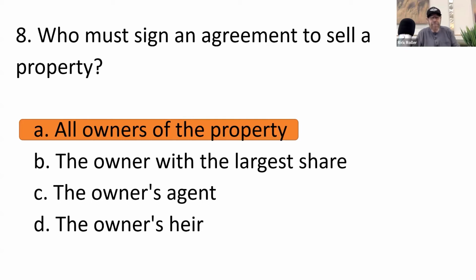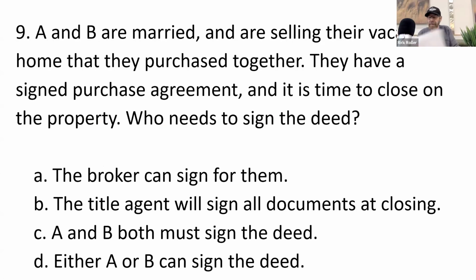Let's go to number 9, please. A and B are married. Oh, how nice. And they're selling their vacation home that they purchased together. They have signed a purchase agreement, so they've signed it as sellers, right? And it's time to close on the property. Who needs to go to the closing and sign this deed, deeding it to the new owner? Well, A, the broker can sign for them.